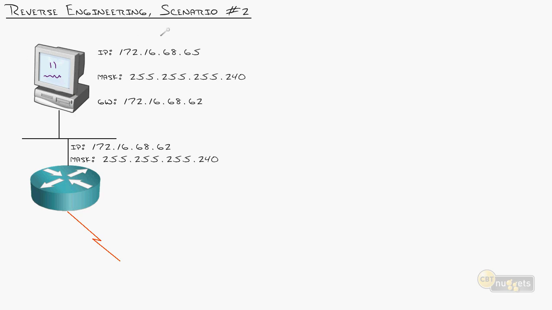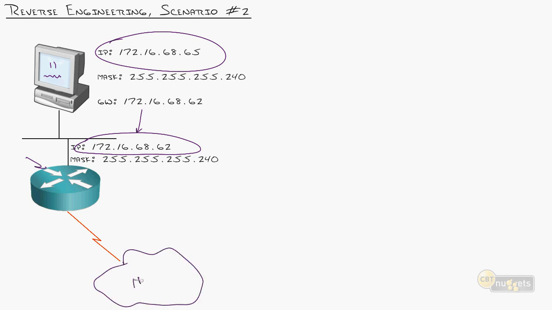We've got this host who has this IP address, 172.16.68.65. His default gateway, and they line up, is 172.16.68.62, which looks good, because that's the IP address assigned to the router, and down here is the internet or whatever network we're connecting to. Okay, well, it seems okay. Well, let's reverse engineer it and see if we can figure out.